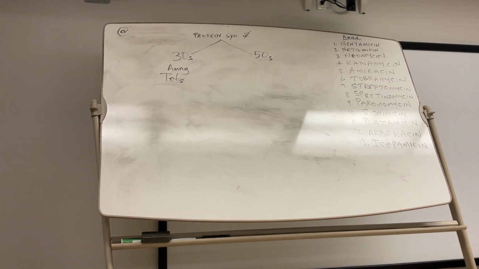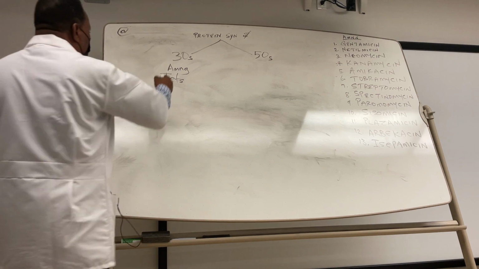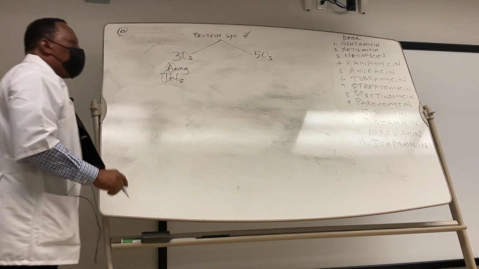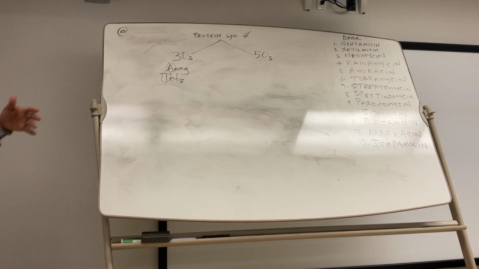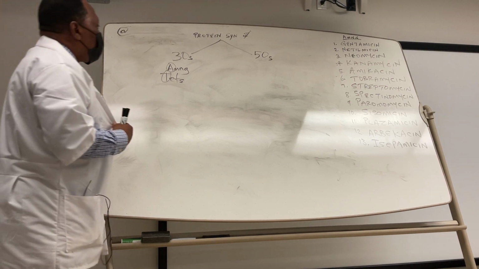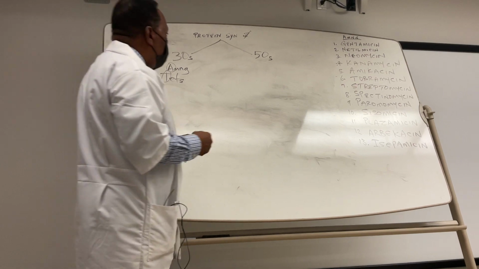That's the sign for what? At. At is what? AT. There you go. So those are the ones that bind to the 30S ribosomal subunit.